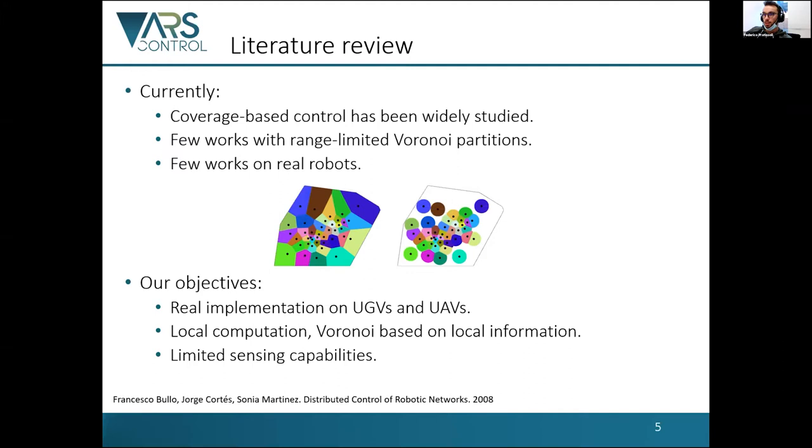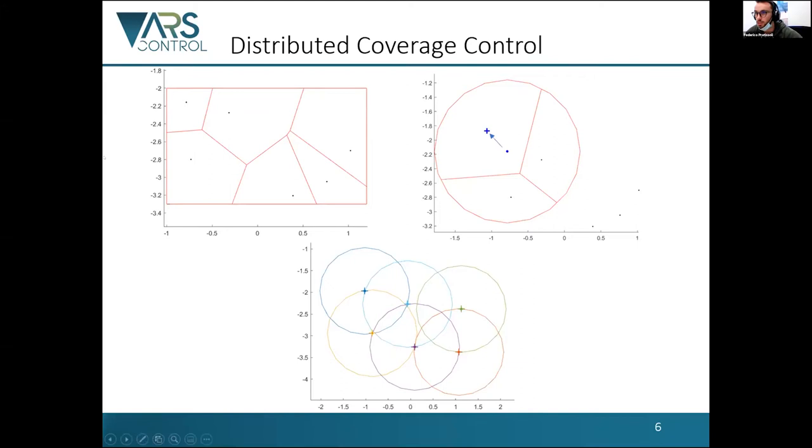So here I'm showing the concept of our idea. For example, looking at the figure on the top left, we have a predefined area in which six robots are positioned. And we can compute the Voronoi diagram inside this area, as shown in the figure.